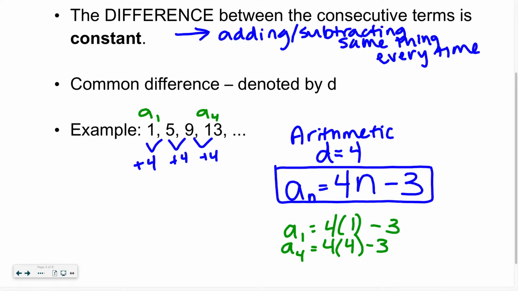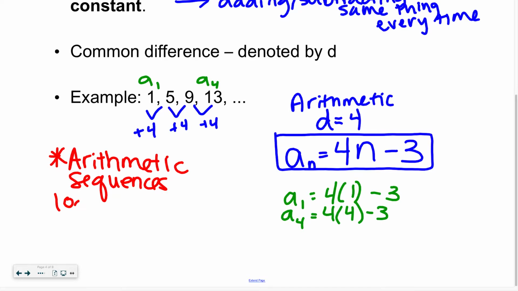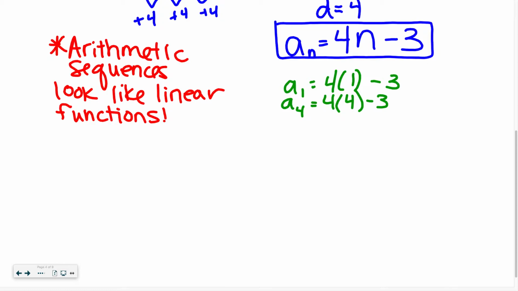Okay. Now, we had this conversation yesterday because we saw sequences like this. What type of function is that? Linear. Okay, so this is a side note. Arithmetic sequences look like linear functions. Side note, arithmetic sequences are always going to look like linear functions.